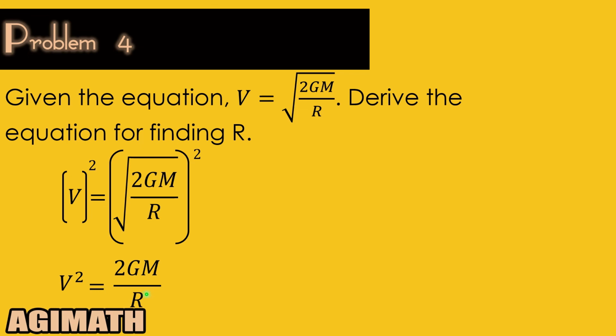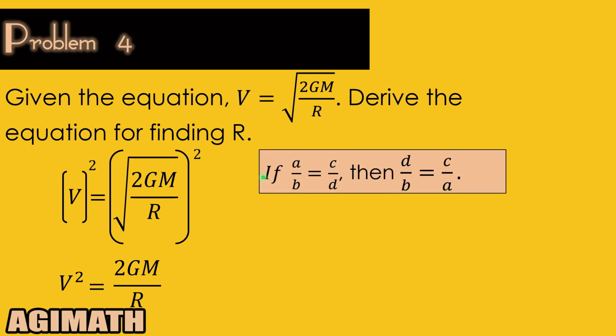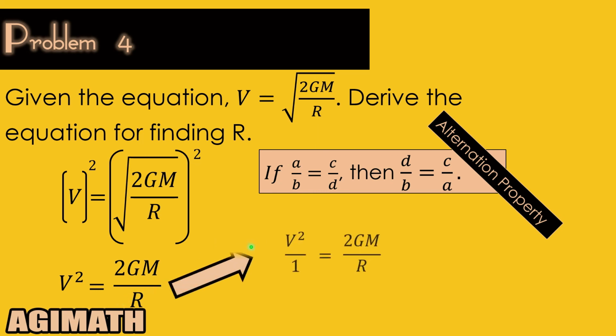Now, to solve for r, I'll teach you the shortcut. Let us apply this property. If a over b equals c over d, then d over b equals c over a. Observe what happened. From a over b equals c over d, what happened is we interchange a and d. So from a here, it is being transferred as the denominator of c. And then from being the denominator of c, it becomes the numerator of b. So that property is the alternation property under the properties of proportion. So we can really use this one so that it will be faster.